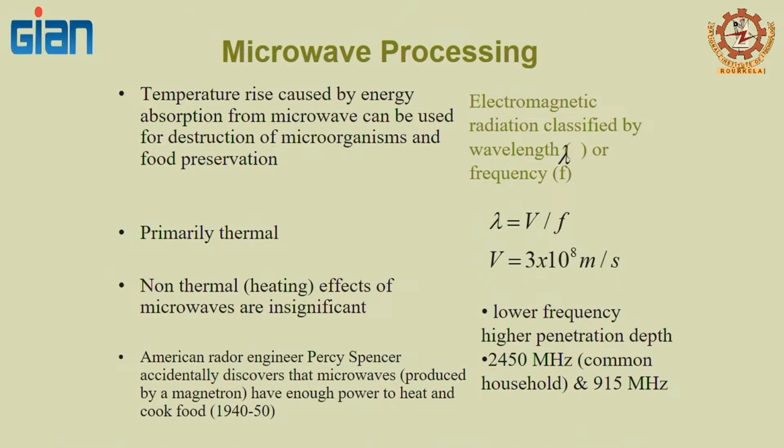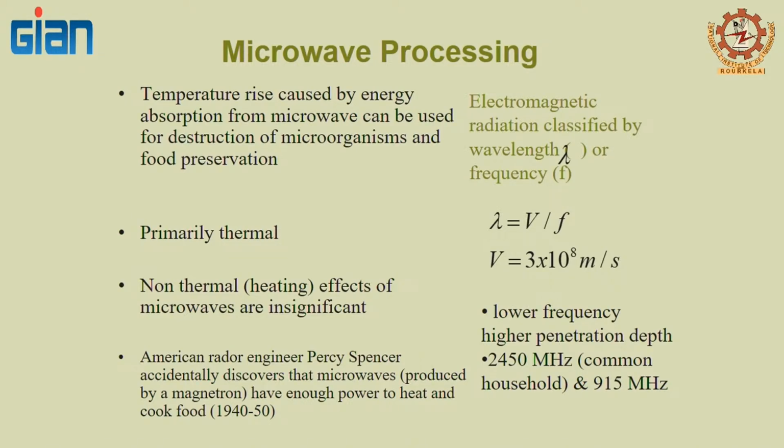Because microwave is essentially an electromagnetic wave, the speed of light is constant, 3 × 10^8 meters per second. The household microwave uses a certain frequency, 2450 megahertz, and 915 megahertz is what they use in the industrial microwave. Why 915, why not 2450?